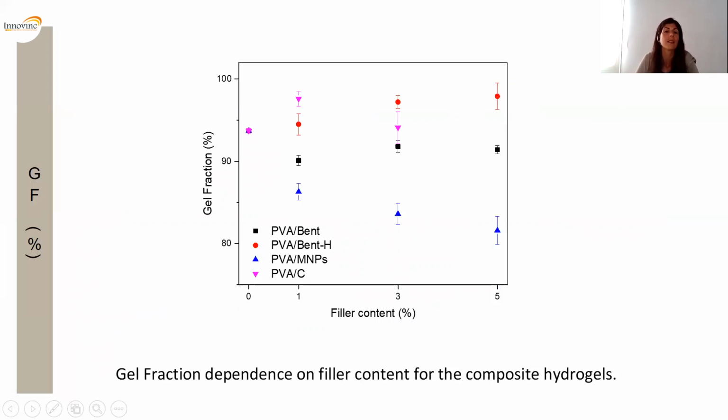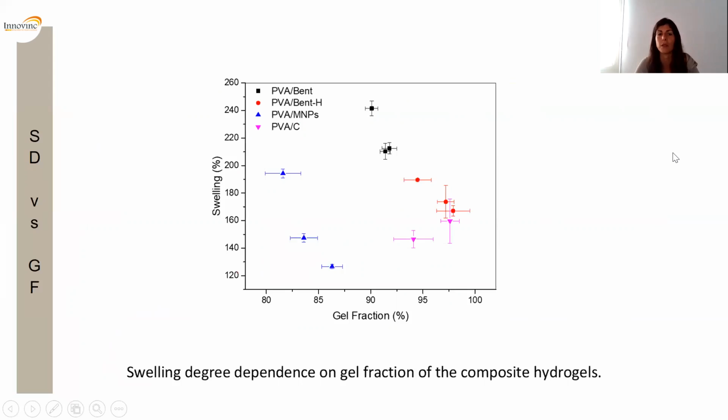In here, we are presented the gel fraction dependence on filler content of the composite hydrogel, and we can see that in almost all cases, the gel fraction remains constant or slightly increases with the filler content. This increase in the gel fraction with the filler content could be attributed to the fact that the filler could act as a cross-linking dot, and this is well reported in different papers.